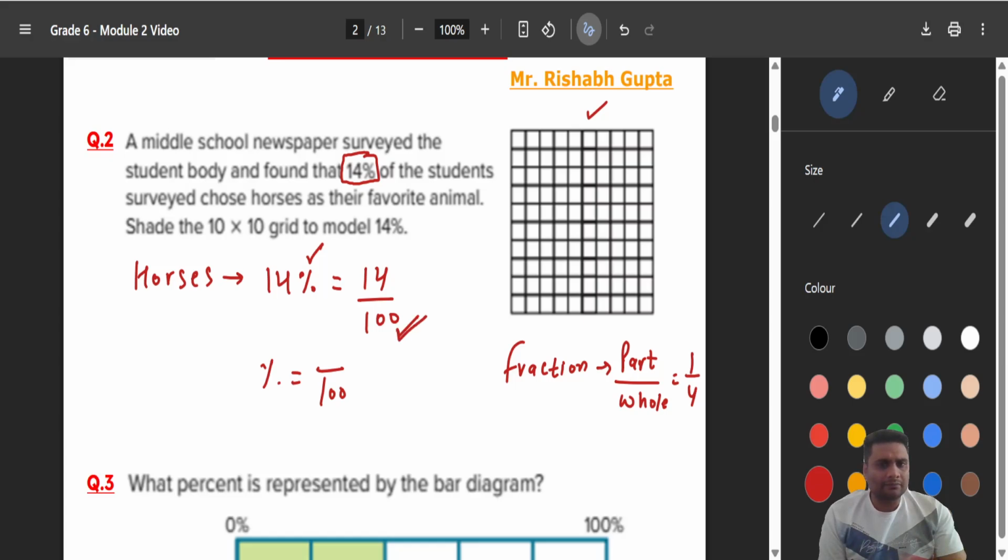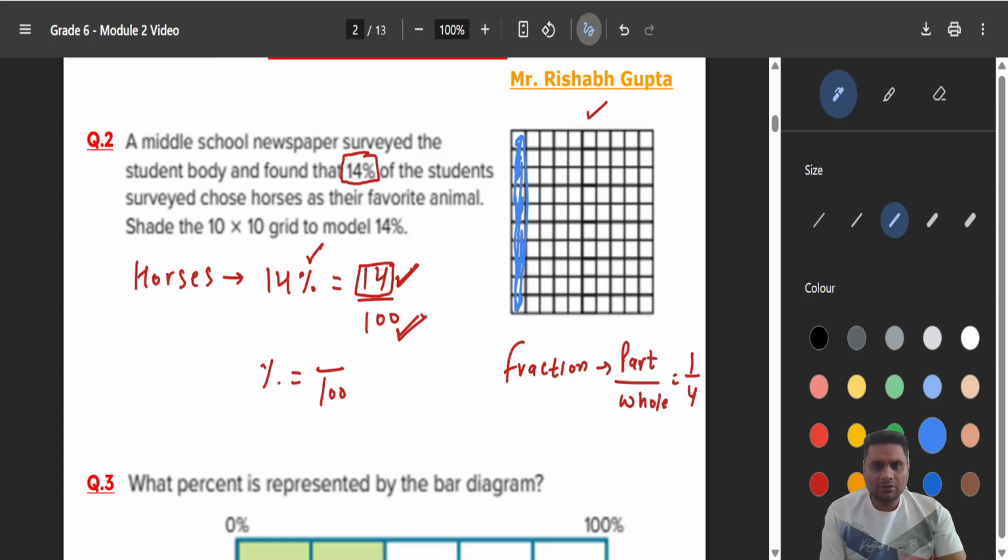Out of the 100 boxes, 14 should be colored with the blue color, or any color, to represent horse. I have to color how many boxes? 14 boxes. So what will I do? Let's take any color, like blue. So I will color 1, 2, 3, 4, 5, 6, 7, 8, 9, 10. These are 10, right? So I will color all of them.